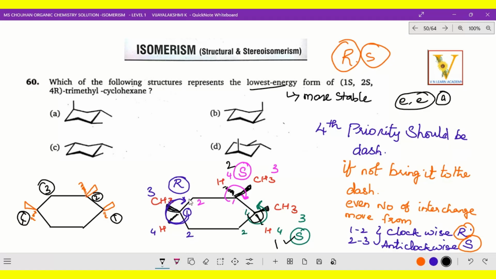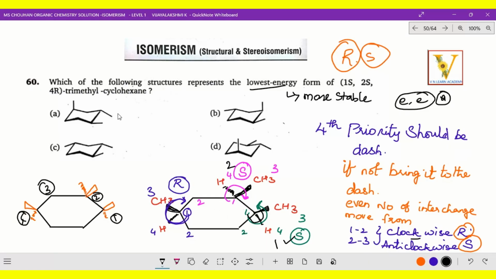And for the third and fourth carbon here, 1 and 2, 3 and 4, it is automatically rotating clockwise. Clockwise means R, and anti-clockwise means S. Now, equatorial and axial, if it comes that way, definitely that will be more stable. I bring it here for that RS configuration.